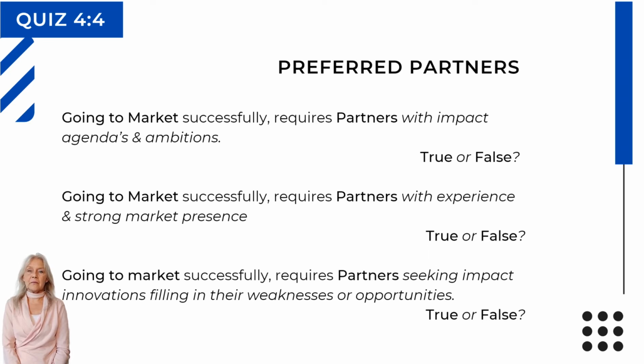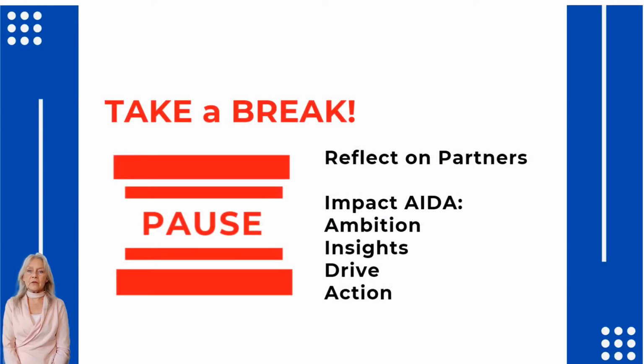Question: going to market successfully requires partners seeking impact innovations filling in their weaknesses or opportunities. Stop. True. Compatibility goes further when there is a win-win in the relationship. Partners' agendas are the result of their awareness of the impact opportunities and risks, performance and progress, prospects, their partners, and potential. Now pause.